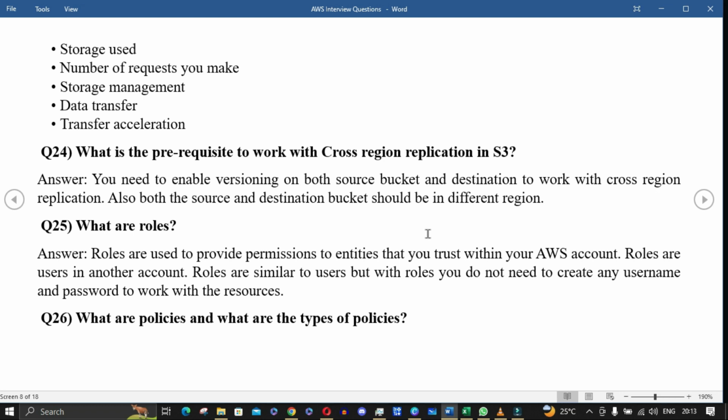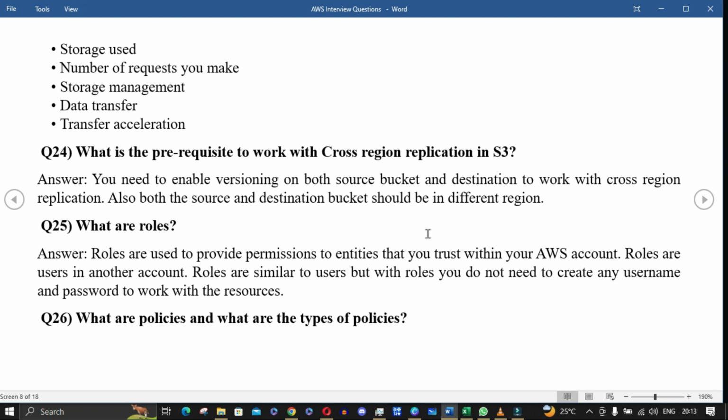Question number 24. What are the prerequisites to work with cross-regional replication in S3? Answer. You need to enable versioning on both the source bucket and the destination bucket to work with cross-regional replication. Also, both the source and destination buckets should be in different regions.